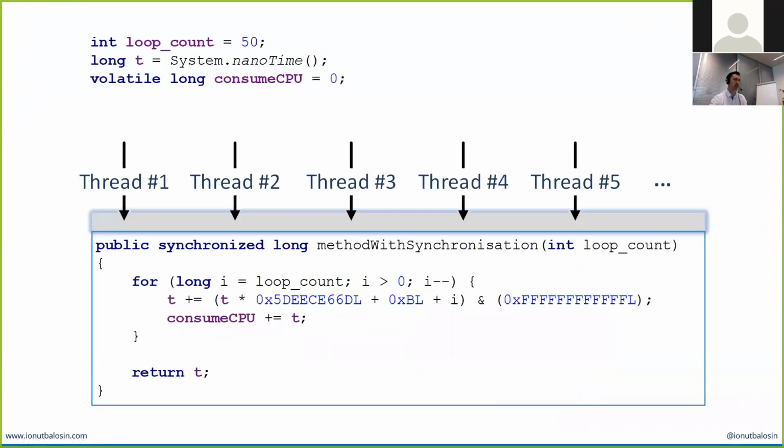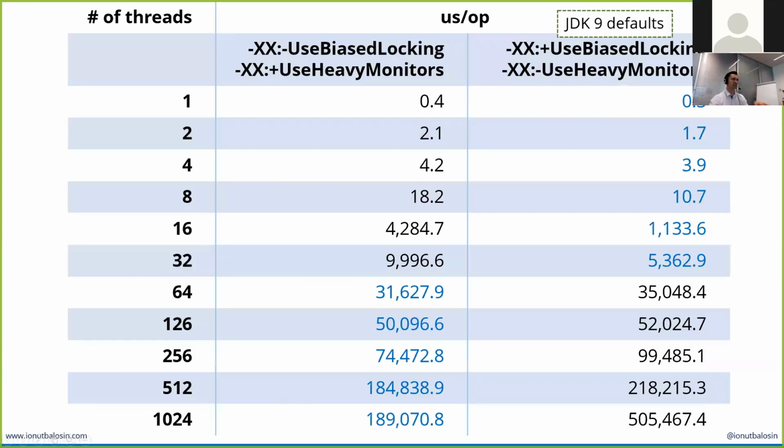And I did a test. I created a synchronized method, and inside that method I simulated a bit of intensive processing. Why intensive? Because I was using a volatile, and each thread actually needs to do this computation, and I shared the same method across multiple threads. And the figures are as follows. Here, using the biased locking scheme and heavy monitors, and without heavy monitors, are the default JDK figures.